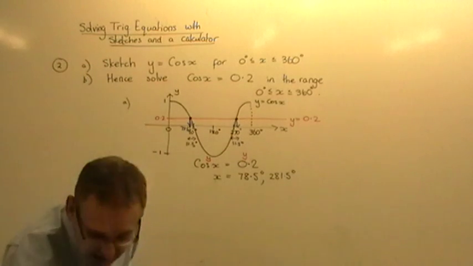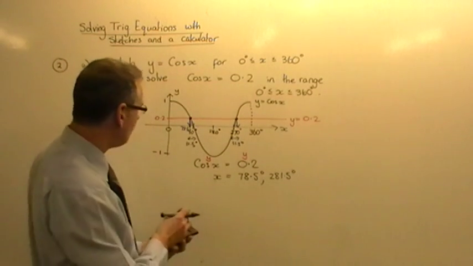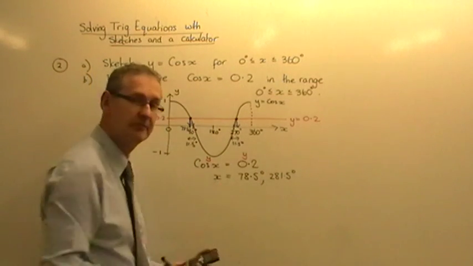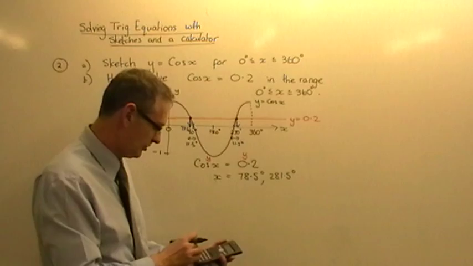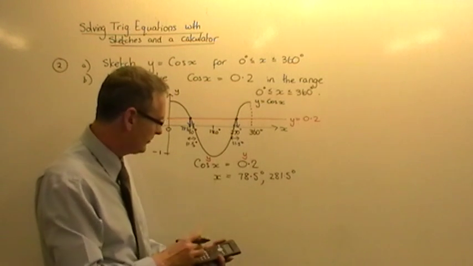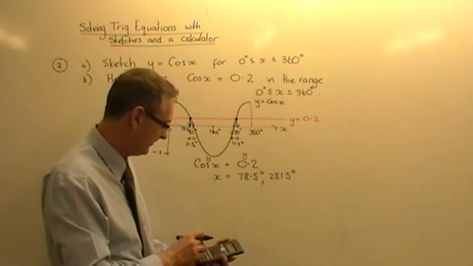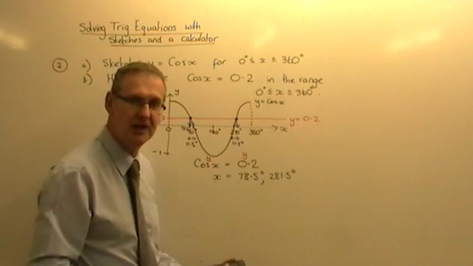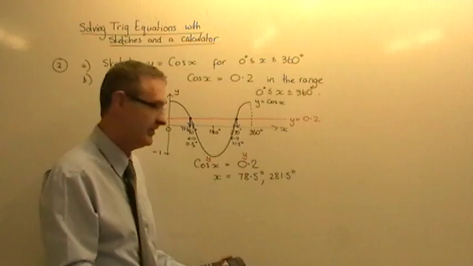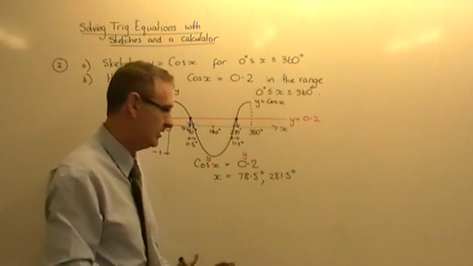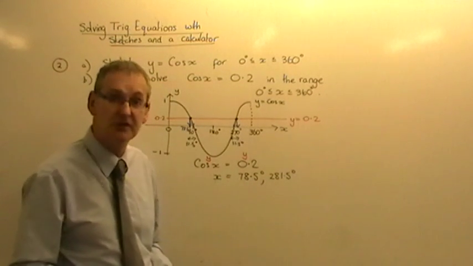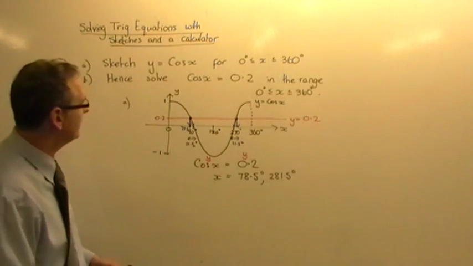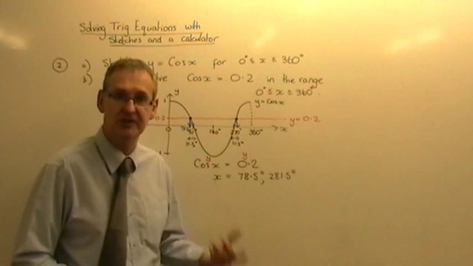And if you were actually to check, I will check this now, the cos of 78.5 would obviously give an answer of 0.2, but I'll also check now that the cos of 281.5, if I press equals, it actually gives an answer of 0.199, which rounded off is exactly the same, within a margin of error, as 0.2. So it is the correct answer. And there you go. That's question 2 done, solving the equation cos x equals 0.2 using a sketch on the calculator.